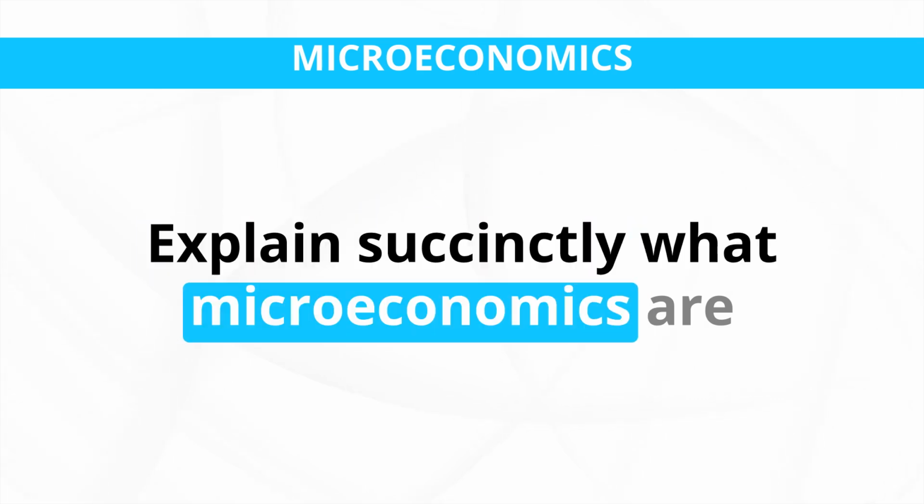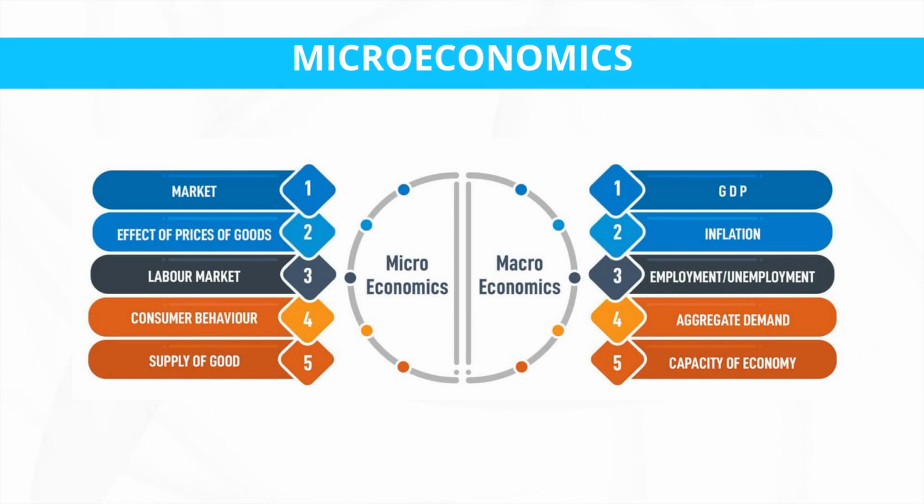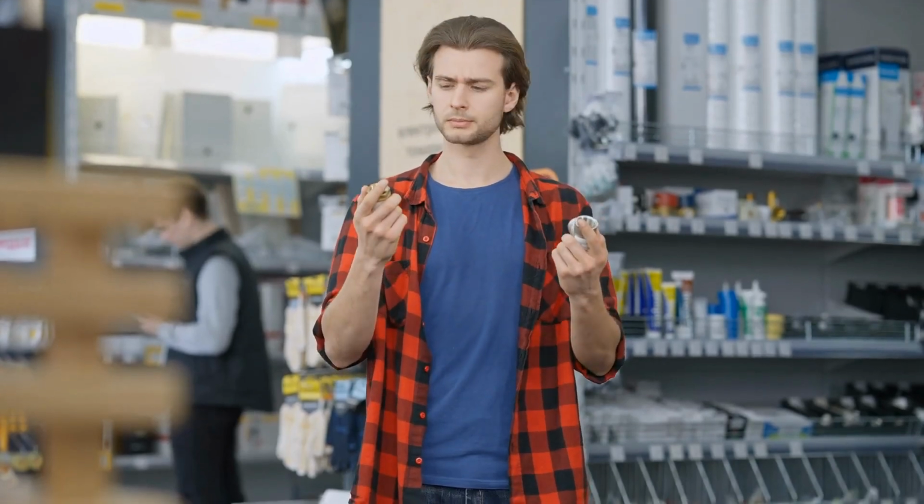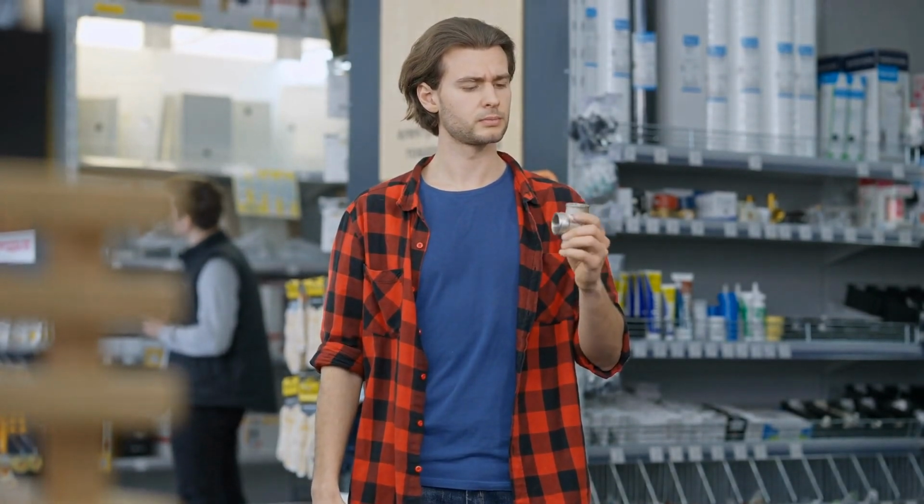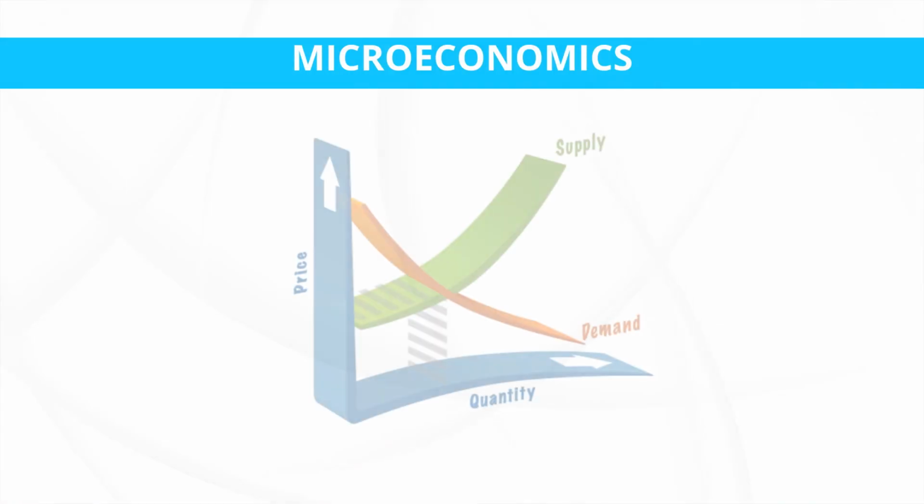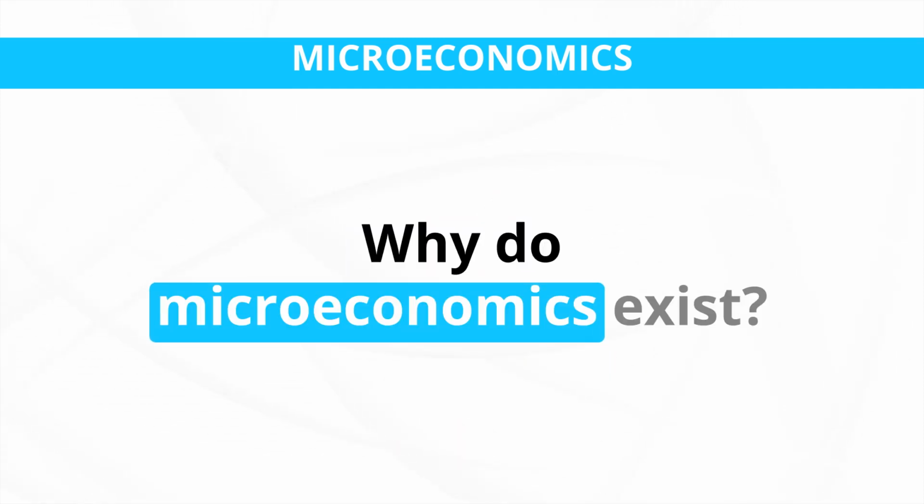Explain succinctly what microeconomics are from first principles. Microeconomics is a branch of economics that deals with the study of individual economic agents, such as households, firms, and markets. It analyzes how these agents make decisions regarding the allocation of scarce resources and how their interactions in various markets shape the overall economy. Microeconomics focuses on understanding the behavior of consumers and producers, the determination of prices, and the implications of individual choices on resource allocation.